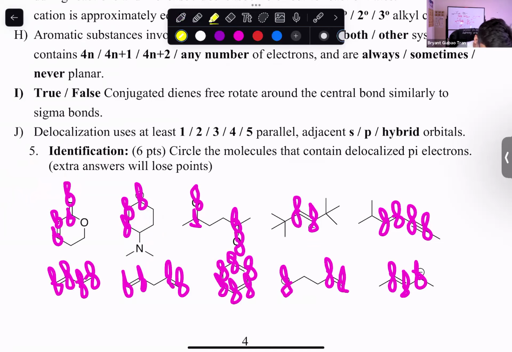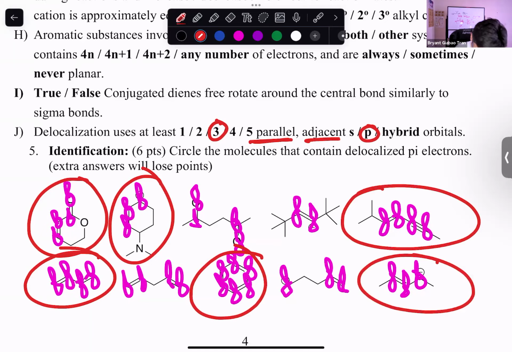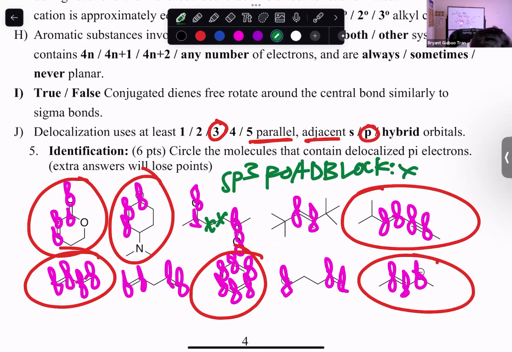Right. That's one. This is another one. This is another one. This is another one. This is another one. That's another one. Right. This one, oh, sp3 roadblock. Right. An sp3 roadblock blocking resonance is going to be the axis. There's only 2 here. That's not 3. So that's not delocalized.